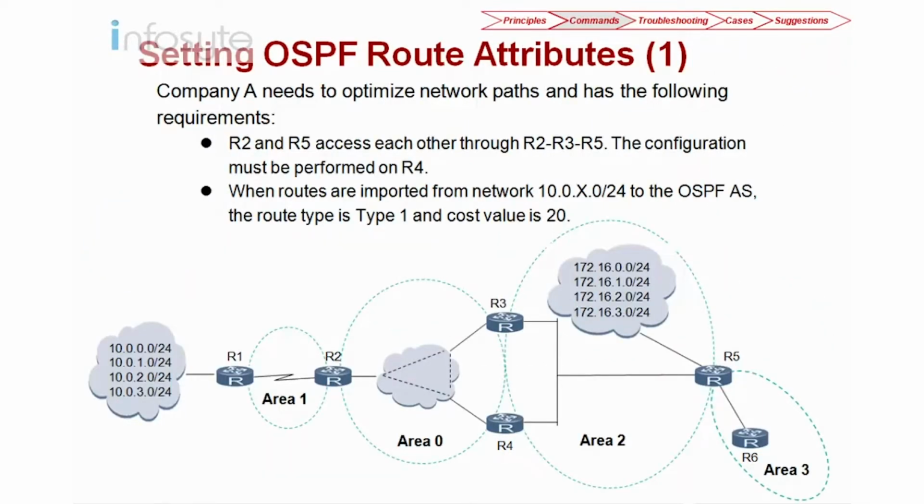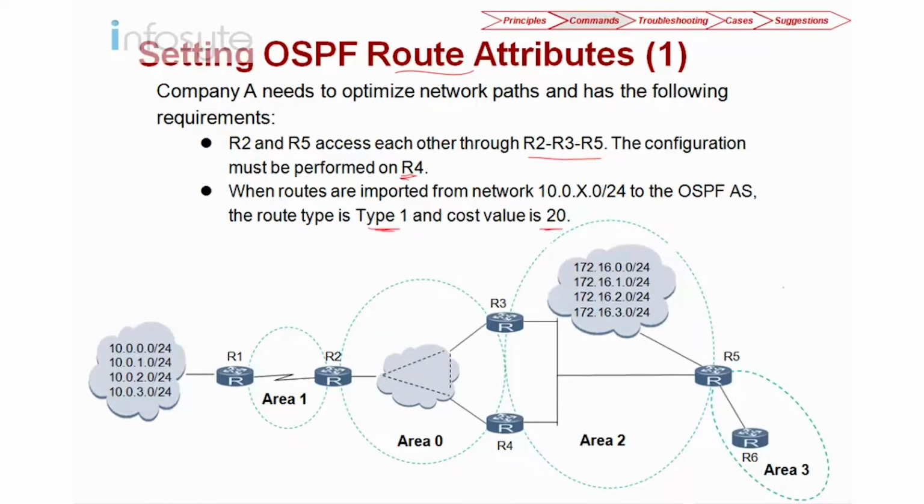Next we're going to look at the OSPF route attribute. The requirement here is that R2 and R5 access each other through R2, R3, R5. The configuration must be performed on R4. And when routes are imported from the network 10.0.x.0/24 into the OSPF AS, the route type is type 1 and the cost has to be 20.